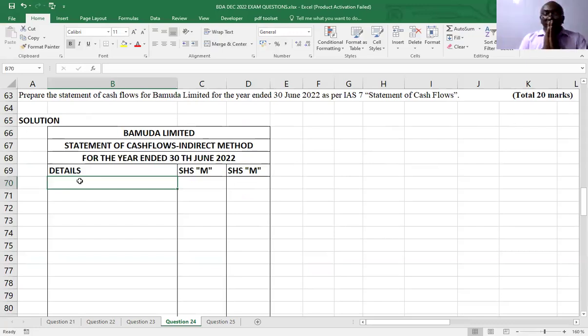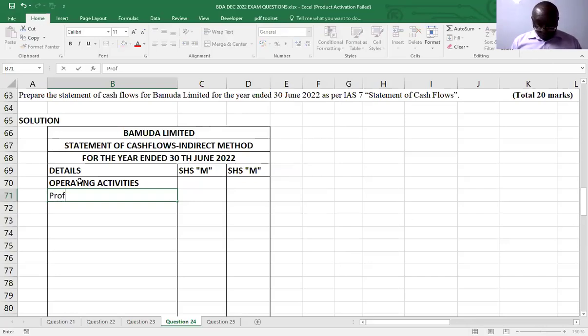Now I want to start by giving us the general format of a cash flow statement so that we remind ourselves, and I believe that will be easier when we come now to working. As you know, a cash flow statement is divided into three sections. We have what we call the operating activities. And under operating activities, we always begin with profit before tax.